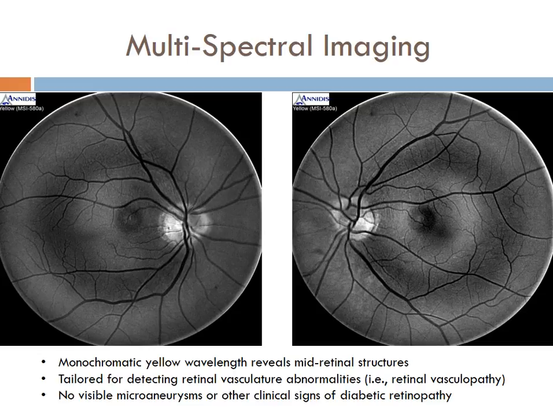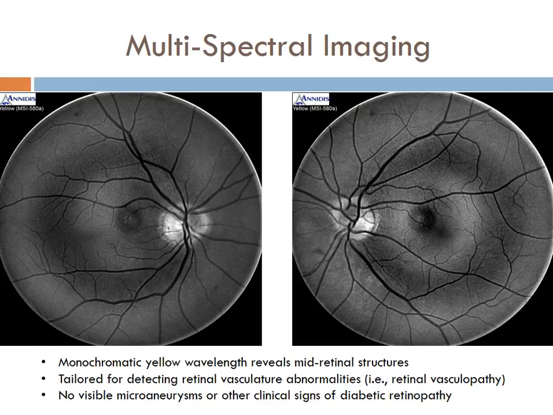I have the multispectral imaging device from Annidis. That thing is real cool, and I got it primarily for my patients with diabetes and macular degeneration, and in particular for the diabetic patients. You look at all the wavelengths of light, but in particular the yellow wavelength, which shows the mid-retinal structures. It's tailored for detecting vascular abnormalities, particularly microaneurysms. That's what you almost always see early, the first milestone, the first thing in the natural history.